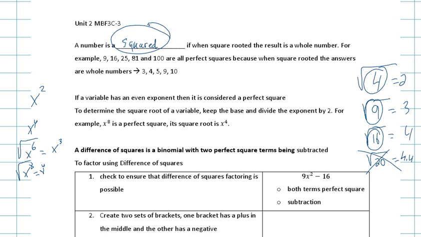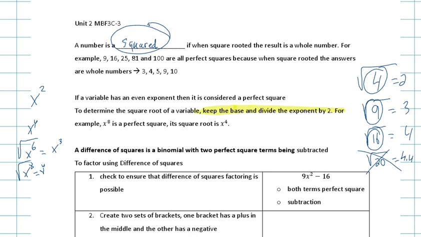So, to determine the square root of a variable, keep the base and divide the exponent by 2. You'll know why I'm showing you all of this right now. Because in the next step of factoring, we're going to have to take the square root of the terms. Okay? Alright.